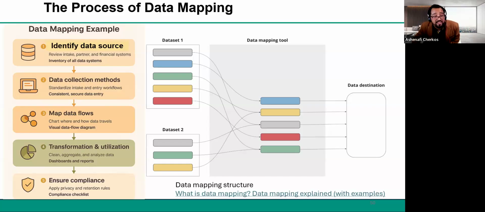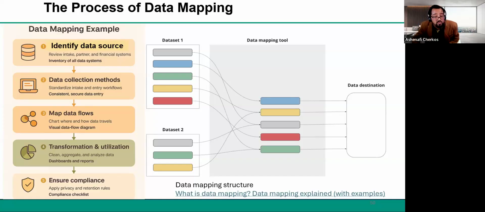Data mapping has five steps. The first is identifying data sources, meaning what data sources we have in our organization. It could be intake forms, partner databases, or financial systems. Once you know where the data comes from, you look at your data collection methods. How are they being collected? Were they entered manually, imported from other online sources, or did we use an automatic sync system?